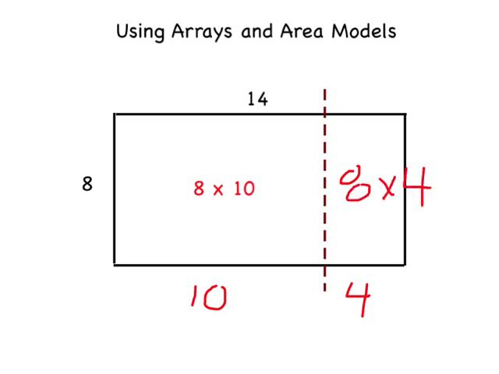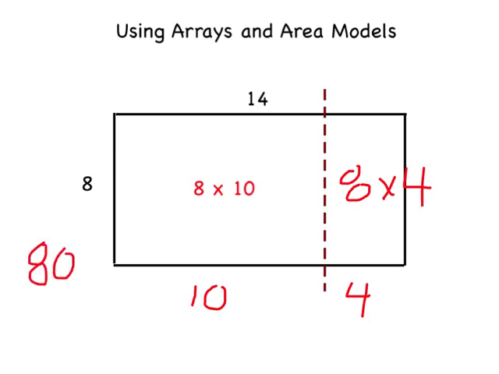So if we think of trying to come up with the area for this room, then the area is basically the products of these two equations added together. So I know that 8 times 10 is 80.